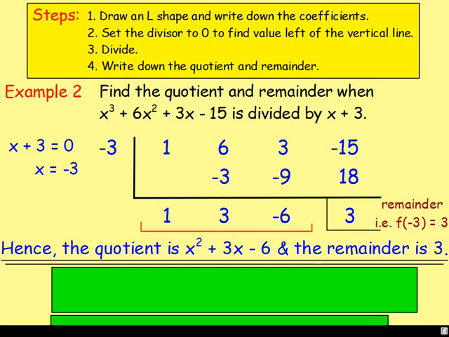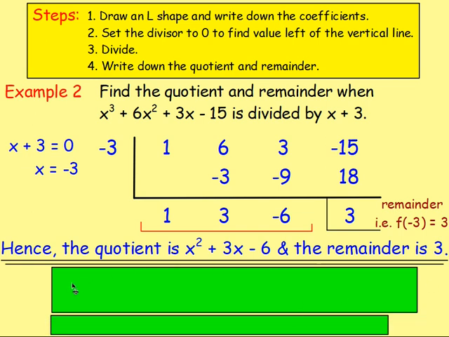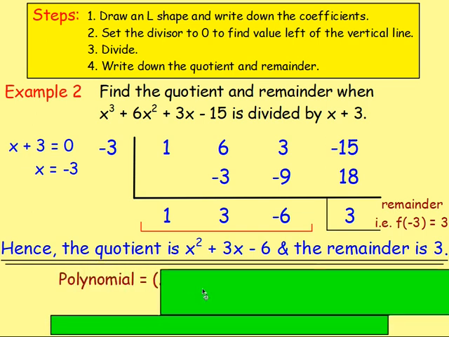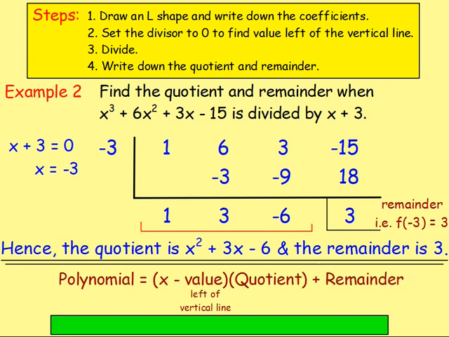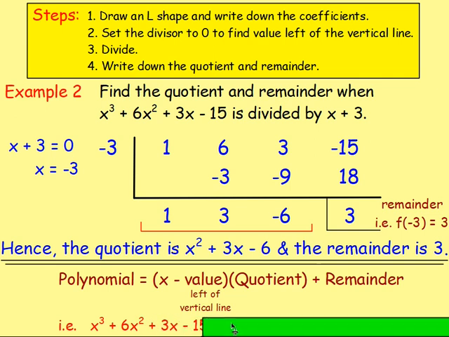Again, you're not asked for it, but if you wanted to take it a stage further, remember the polynomial is equal to x minus that value to the left of the vertical line, which a lot of the time will just be this divisor, times the quotient plus the remainder. So in this case, the original polynomial that we started off with is equal to x minus negative 3, in other words x plus 3, times the quotient, x squared add 3x take 6, plus the remainder of 3.